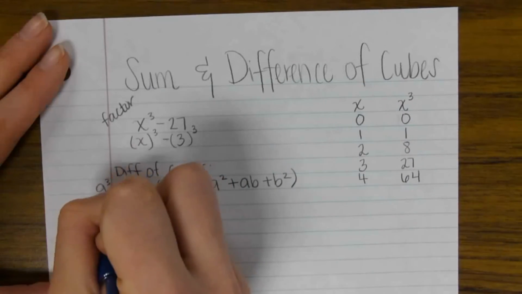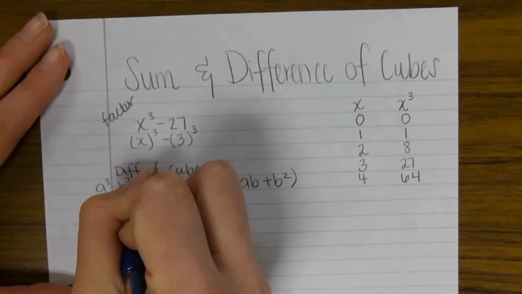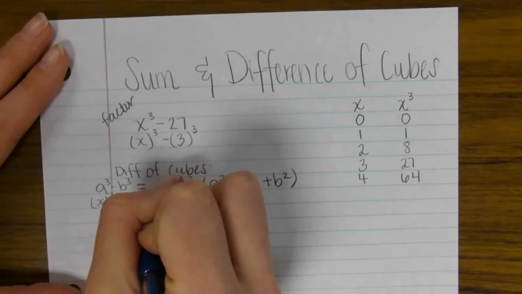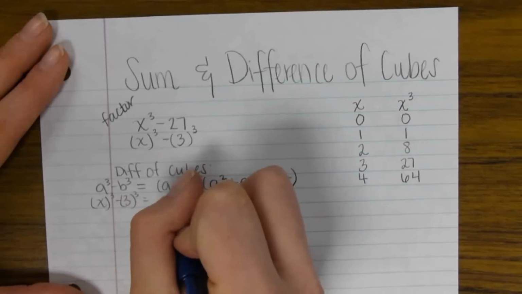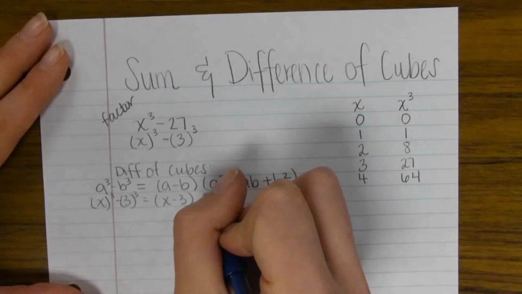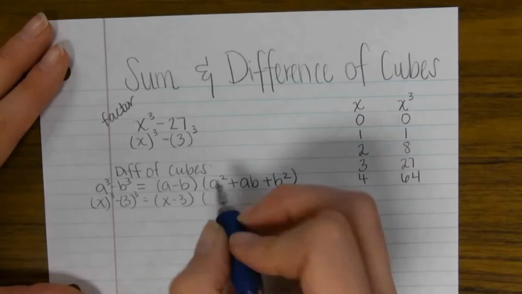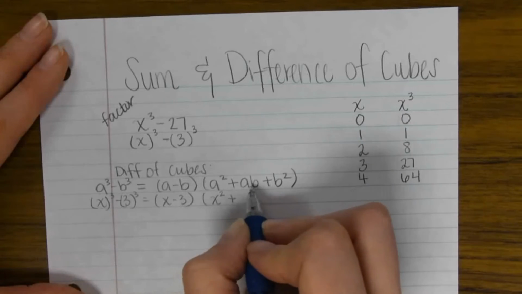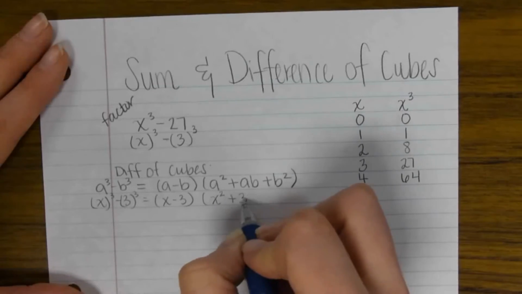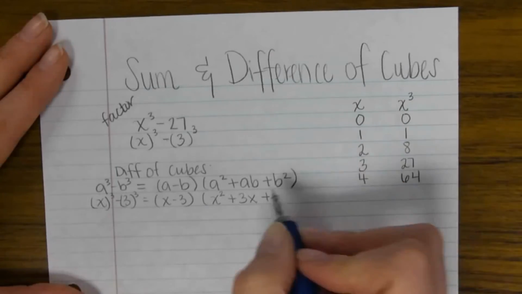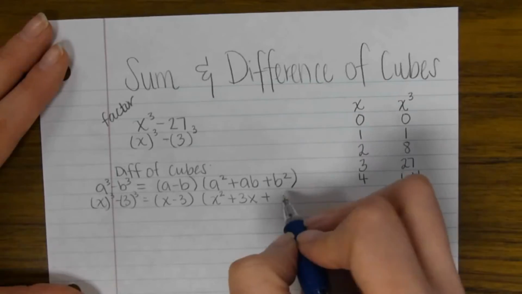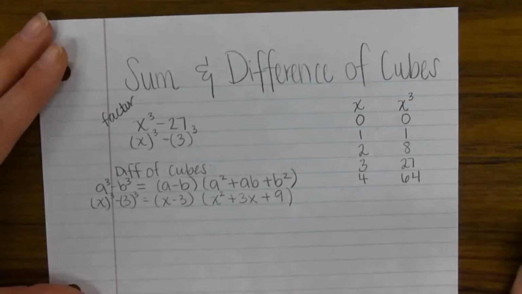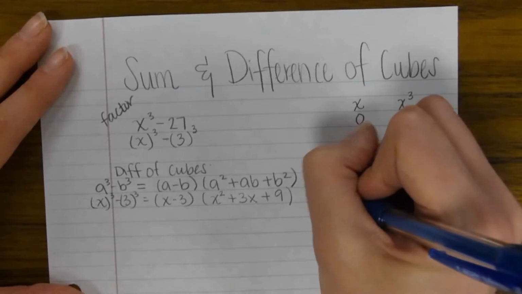And so we can say that x cubed minus 3 cubed equals x minus 3 times x squared plus ab would be 3x plus b squared would be 9. And there we have it. That's factored.